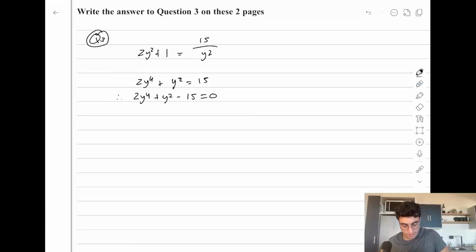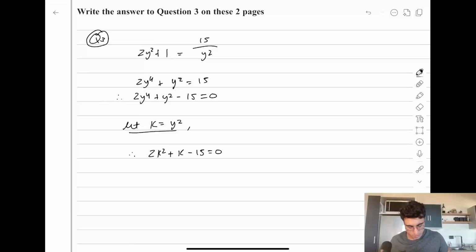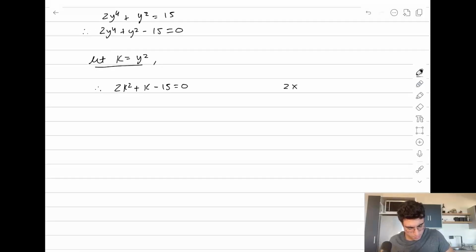I'm then going to say that k equals y squared, which means that therefore we get 2k squared plus k minus 15 is equal to 0. 2 times minus 15 is equal to negative 30, which can be broken down into 6 times 5. But we need negative 30, so I'm going to do 6 times minus 5. The sum of 6 and minus 5 is 1, which corresponds to our 1k here.